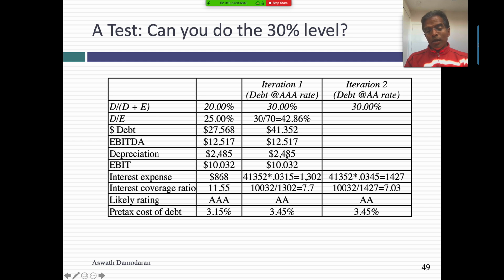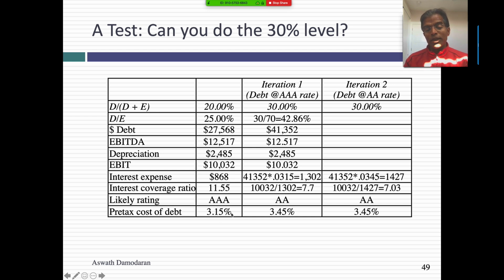The EBITDA, depreciation, and EBIT remain unchanged. And remember why that is. They remain unchanged because when I borrow money, I don't take projects with that. Because if I did, that would affect my EBITDA, depreciation, and EBIT. I buy back stock or I pay a special dividend. And then I compute my interest expense. And here's where I ran into trouble.